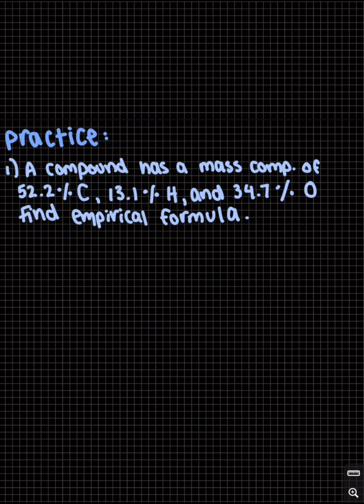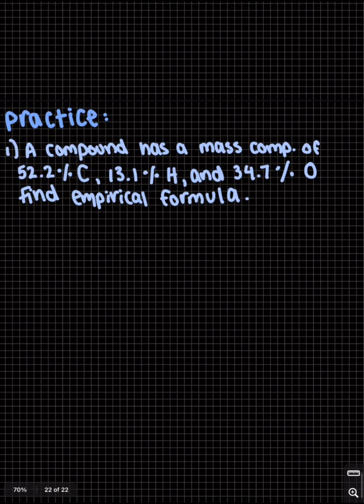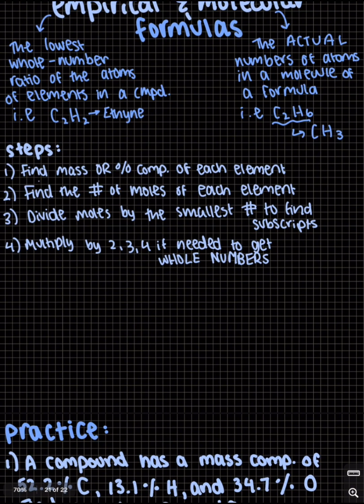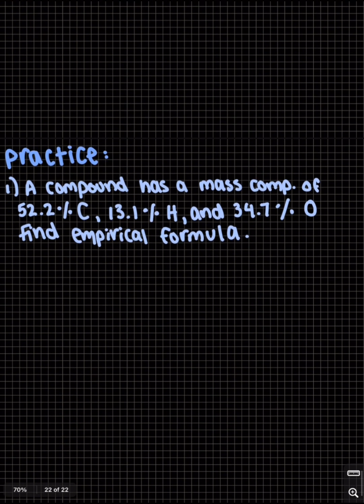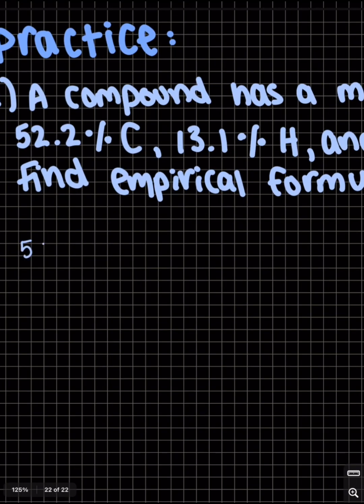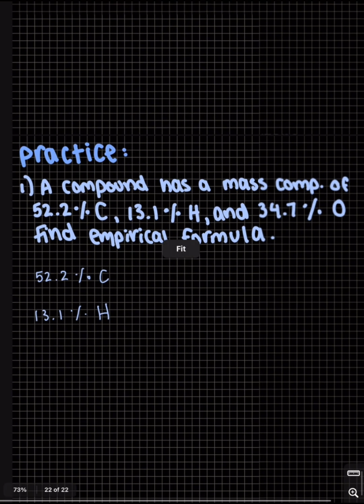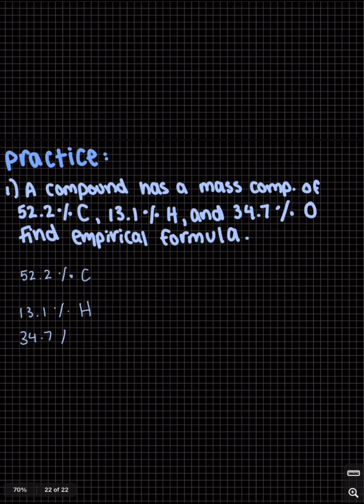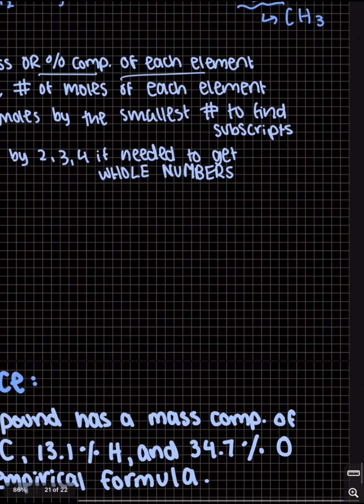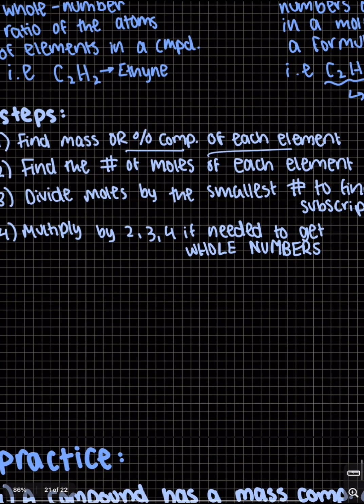This is our first question. The question says, a compound has a mass composition of 52.2% carbon, 13.1% hydrogen, and 34.7% oxygen. Find the empirical formula. Well, how do we do that? I'm going to refer back to my steps. First thing first was to find the mass or percent composition of each element. This was already given, that it's 52.2% carbon, 13.1% hydrogen, and it says here 34.7% oxygen.